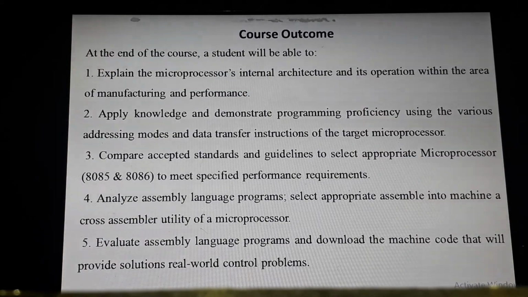Now the outcome of this subject. After studying this subject, the student will be able to explain the microprocessor, its internal architecture and operation. He can apply the knowledge and demonstrate programming proficiency by using the various addressing modes and data transfer instructions. He can compare accepted standards and guidelines to select an appropriate microprocessor to meet requirements. He can analyze assembly language programs. Also, he can evaluate assembly language programs and download the machine code that will provide solutions to real world control problems.